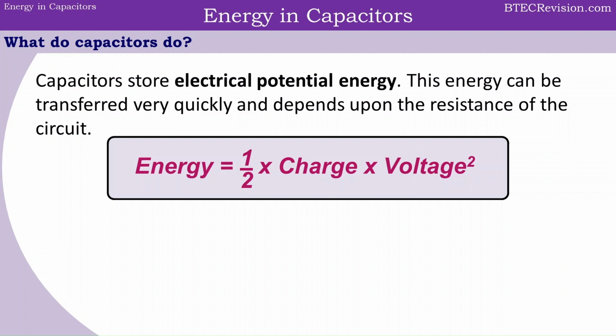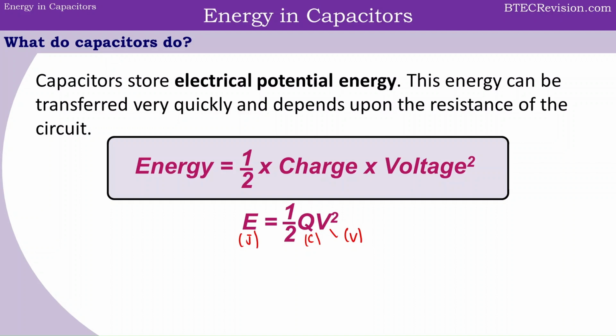And the short form is E equals half QV squared, where V is the voltage, which is measured in volts, Q is the charge, which is measured in coulombs, and E is the energy, electrical potential energy, which is measured in joules.